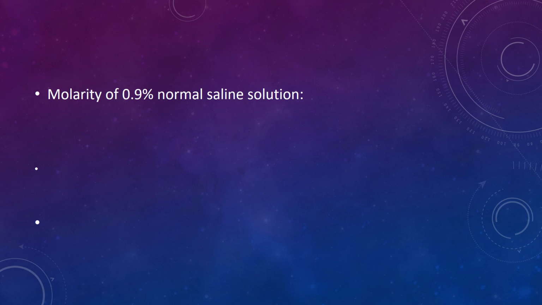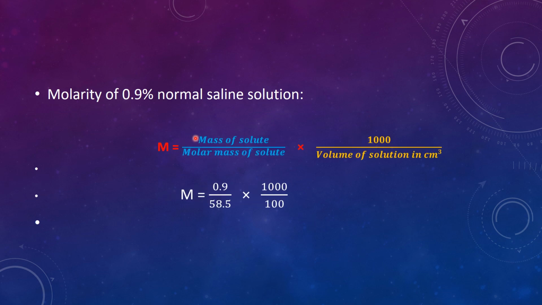Second part is the molarity of 0.9% normal saline solution. Again, in the same formula, we will put the values. Mass of the solute is 0.9 gram. Molar mass of the solute, sodium chloride, is 58.5 gram. Multiply by 1000 divided by volume of solution in cubic centimeter, that is 100 cubic centimeter solution. So when we solve this value, we will get the molarity of the solution, that is 0.15 molar.